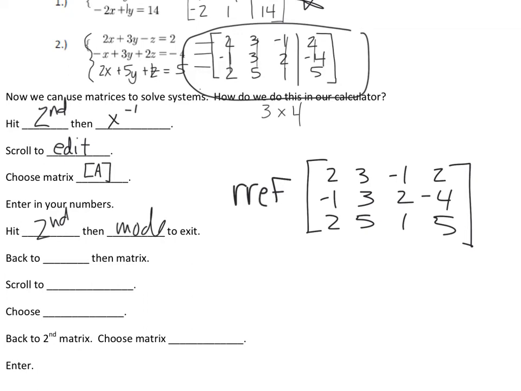Should take you back to the home screen where it now says ref parenthesis, and then it should be blinking with nothing there. Now obviously we want to row reduce that matrix, so what we need to do is we need to plug matrix A into that spot.